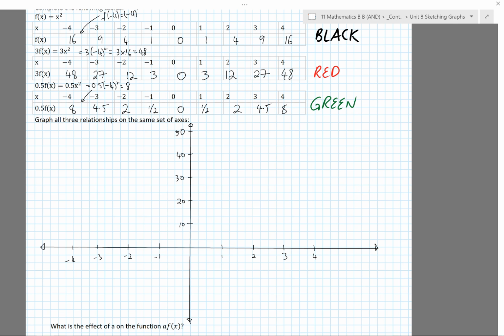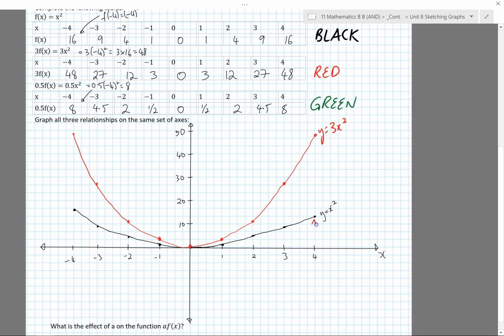From here, I'm going to graph the 3 functions on the same set of axes and see what happens when I multiply the function by a number, like multiply it by 3 in the red case or by 0.5 in the black case. So I'll just go ahead and mark all of my points and see what it looks like. So that's what my base function looks like. It's a parabola. Looks a little bit stretched out, but that's just because of the way I've drawn my axes. Now let's have a look what happens to the red one when I've multiplied everything by 3. So that's what 3x squared looks like.